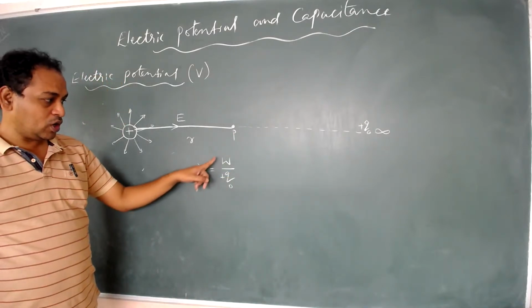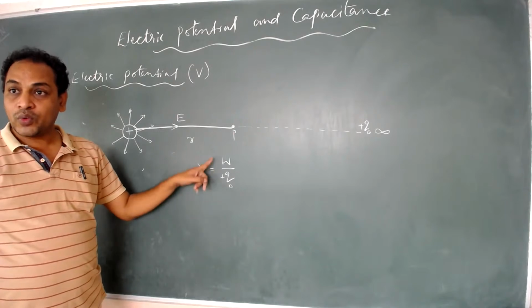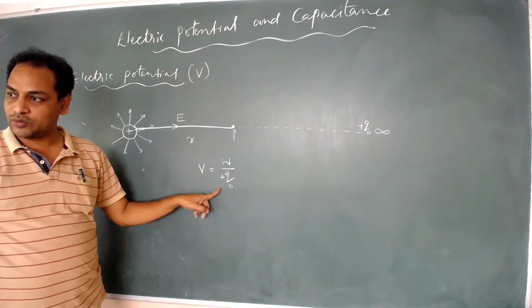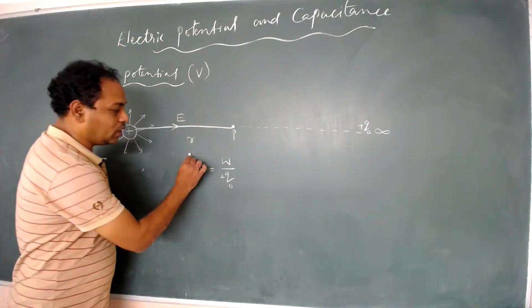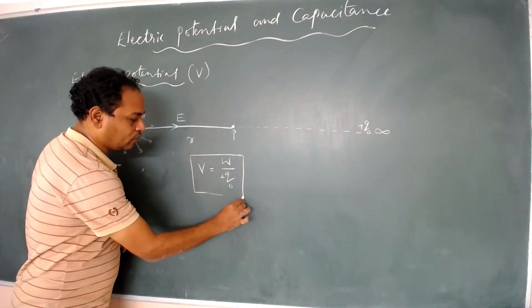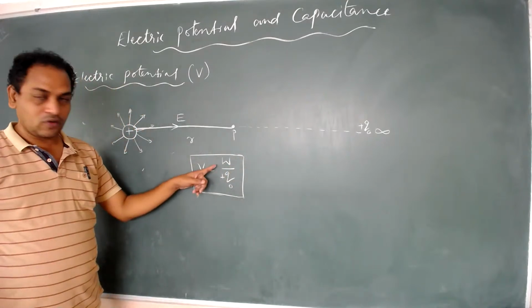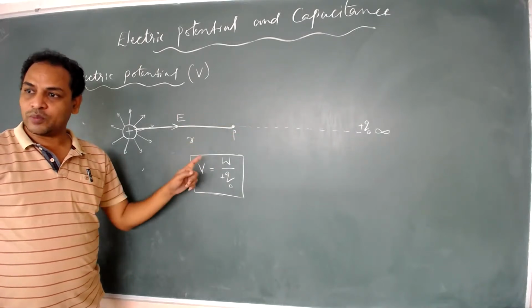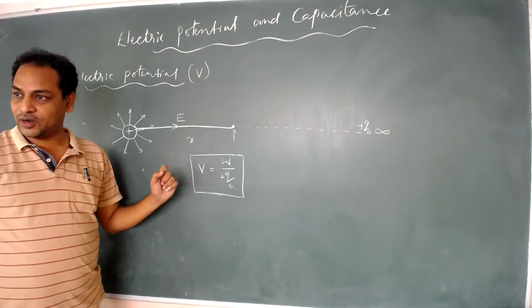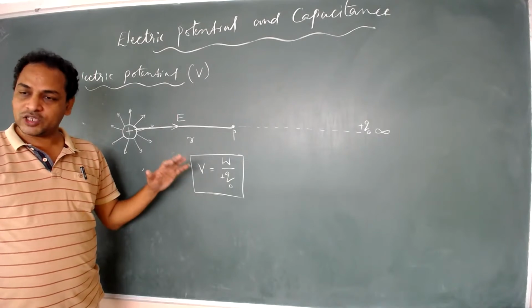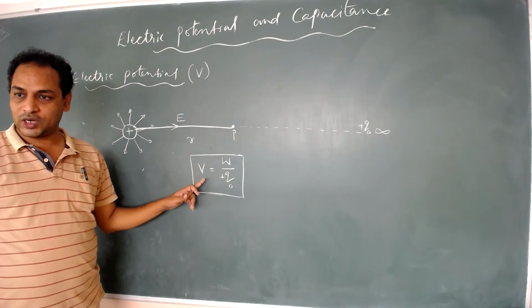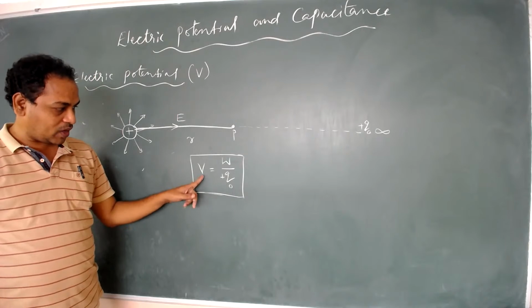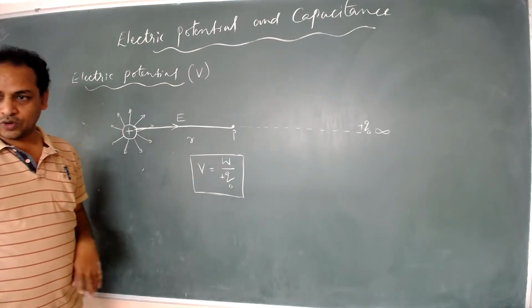V is equal to W by charge. Work done per unit charge. This I have told only in the form of definition: the amount of work done in bringing a unit positive test charge from infinity to the point against the electric field. This work done will be stored in the form of electric potential, and this is given by V is equal to W by Q naught.